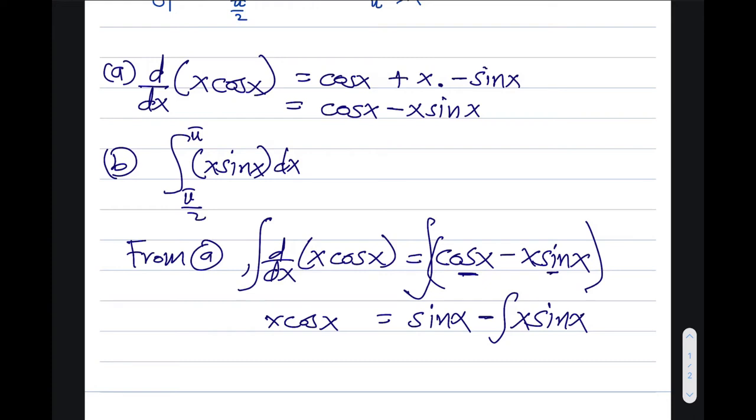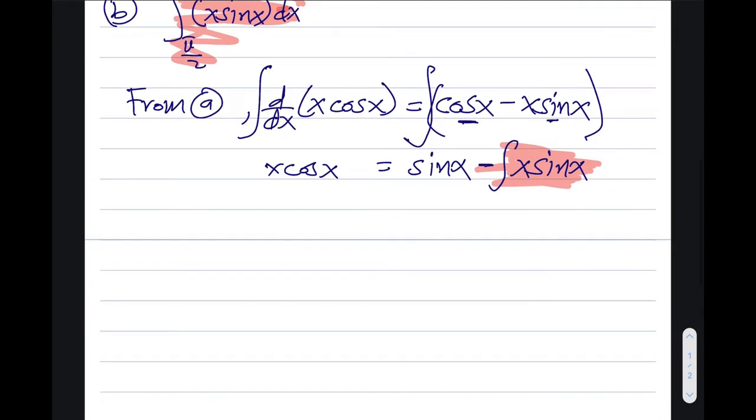Now when we do this, you could see that something similar is being observed. Look at what we have here. Compare it to what we are supposed to do here. Do you see the similarities? Yes, we are dealing with x sine x, x sine x. So that is why the question said start from A. So whenever you see from A, just go there. There's a clue over there.